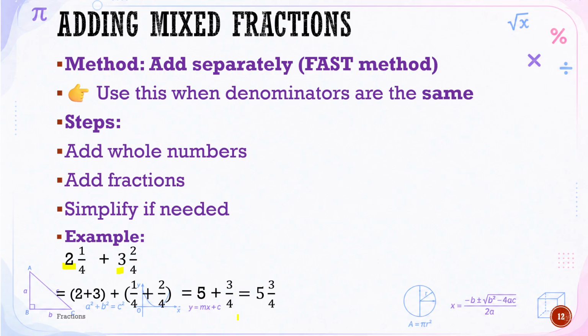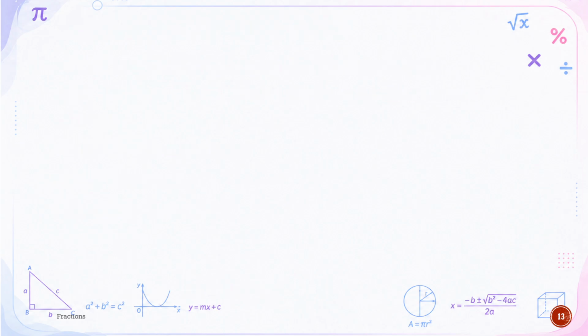What does this really mean? 5 whole and 3 by 4 as a fraction. That is 5 3 by 4. So the final addition of these two mixed fractions is 5 3 by 4. And what we have done, we have added the whole numbers separately, we have added the fractions separately, and then just join them together or add them together. All right, so that's been for adding your mixed fractions.